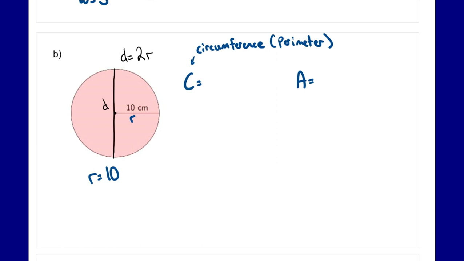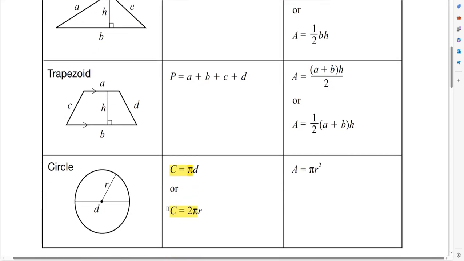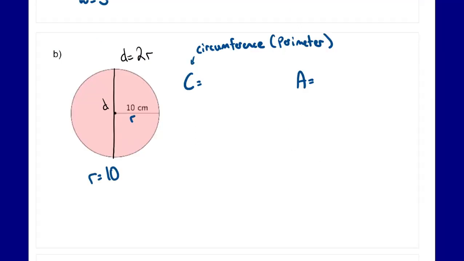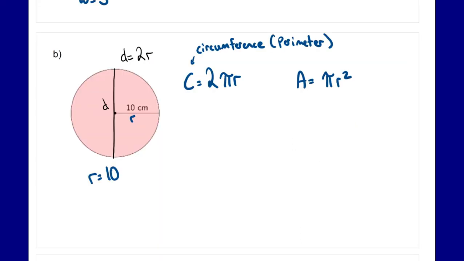And if we don't remember the formula, we can go to our formula sheet and we can see down at the bottom, C equals pi times D, or C equals 2 pi R. Zoom in there. Okay. So we're given the radius, so we're going to use the one that's 2 pi R. So C equals 2 pi R. Actually, I'm just going to jump back to my formula sheet. I'll get the area formula as well, which is pi R squared. So I have my two formulas, right?